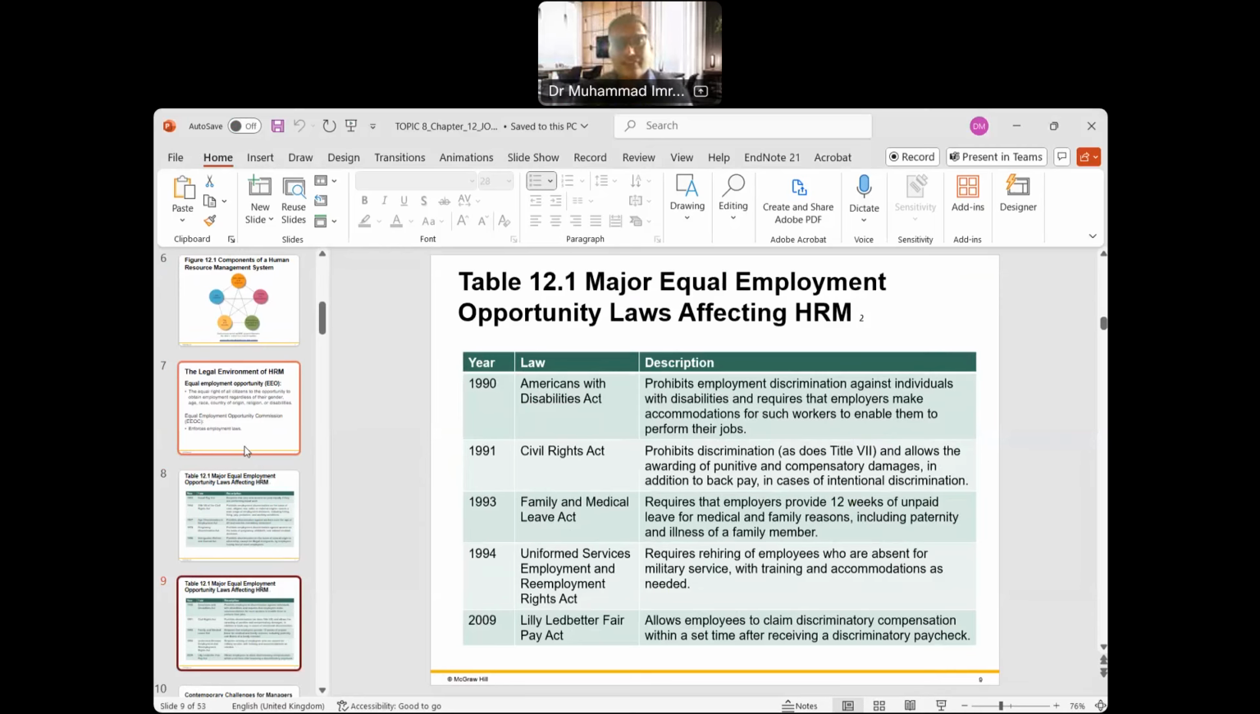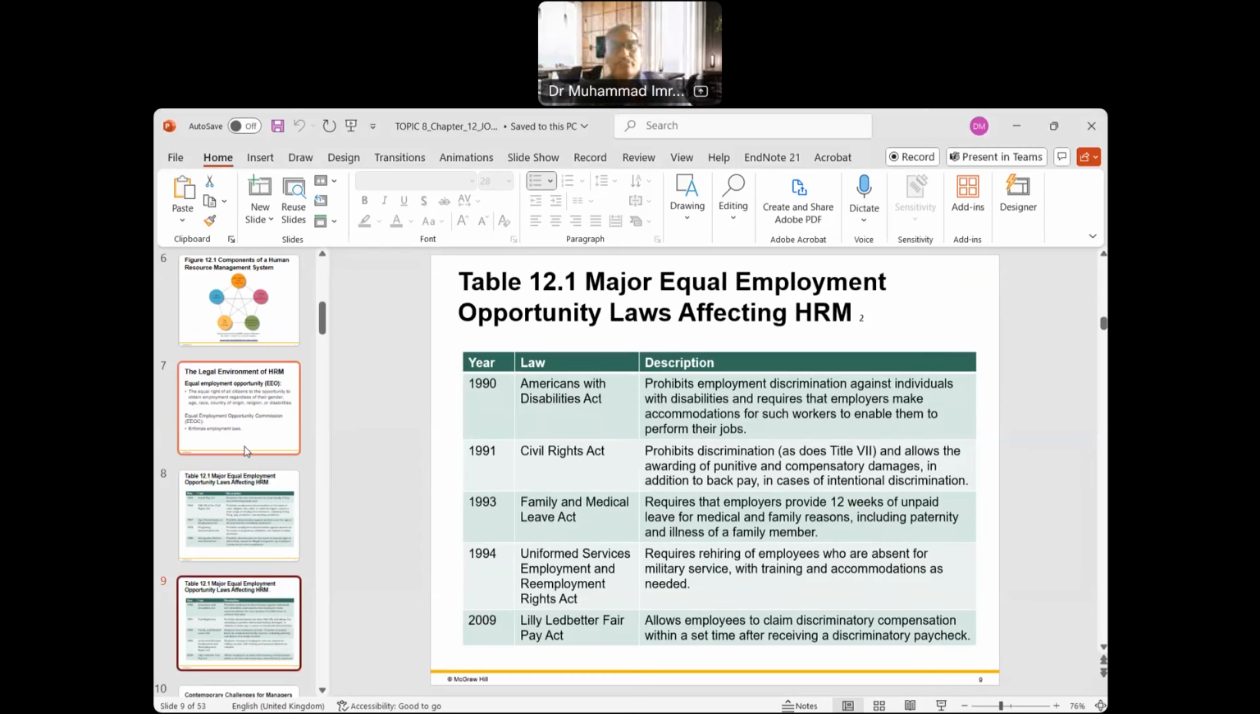Family and Medical Leave Act, yes. It requires employers to provide 12 weeks of unpaid leave for medical and family reasons, including paternity for fathers and maternity for mothers. If she is going to give birth, we have to give her maybe in Malaysia 3 months, I think, or 40 days, I'm not sure. Maybe every country has its own rules for paternity. In my country, we have 10 days. Malaysia, you may confirm also.